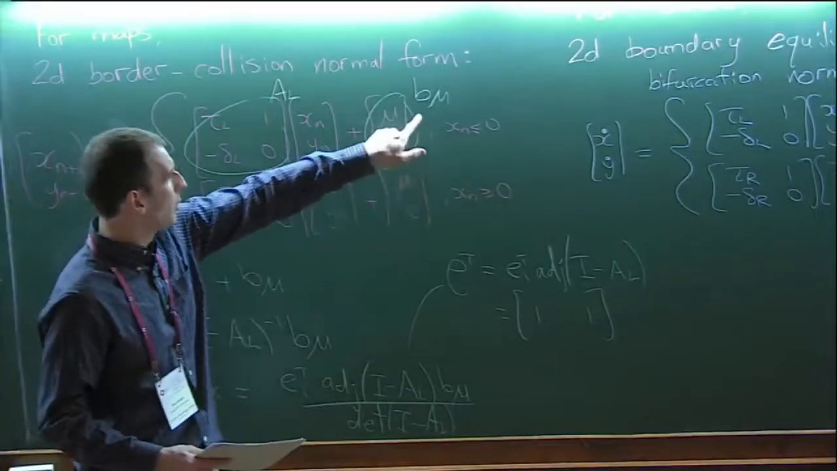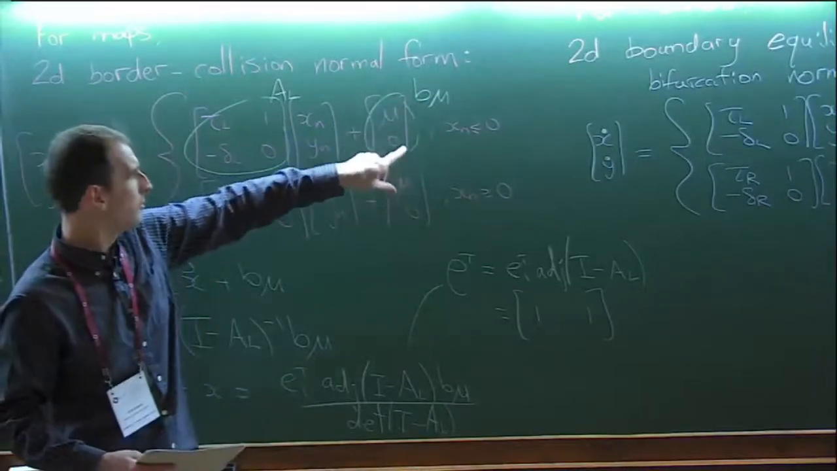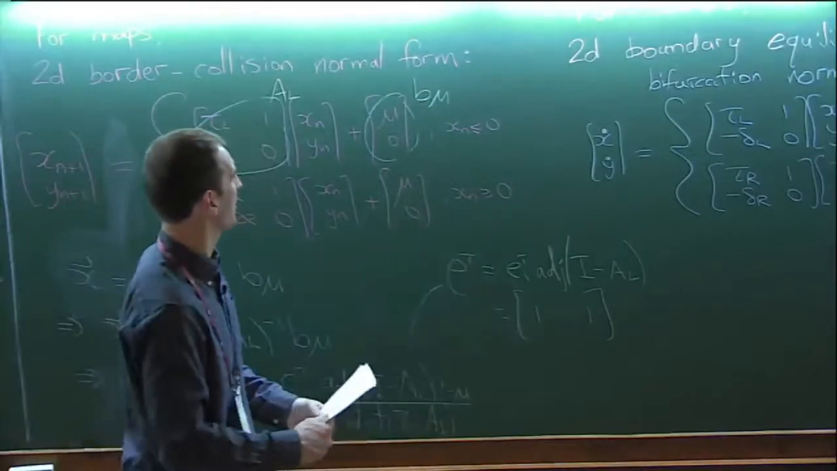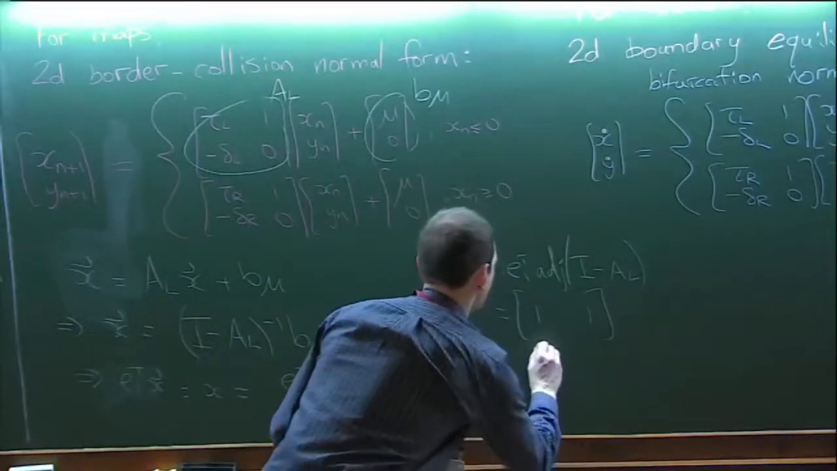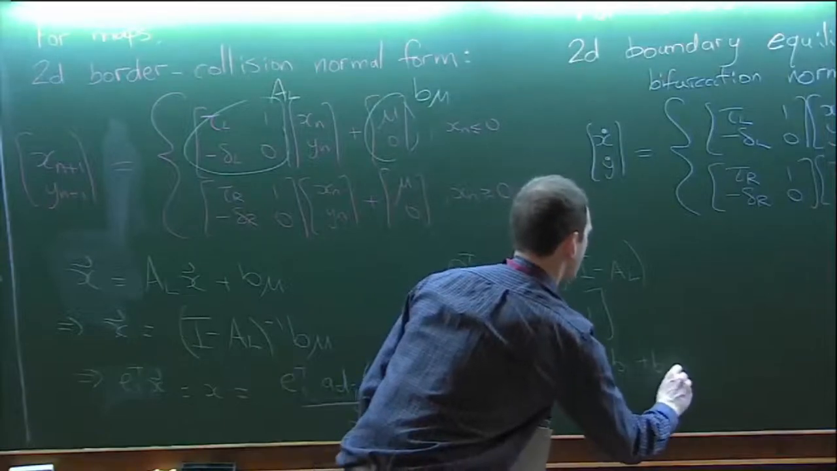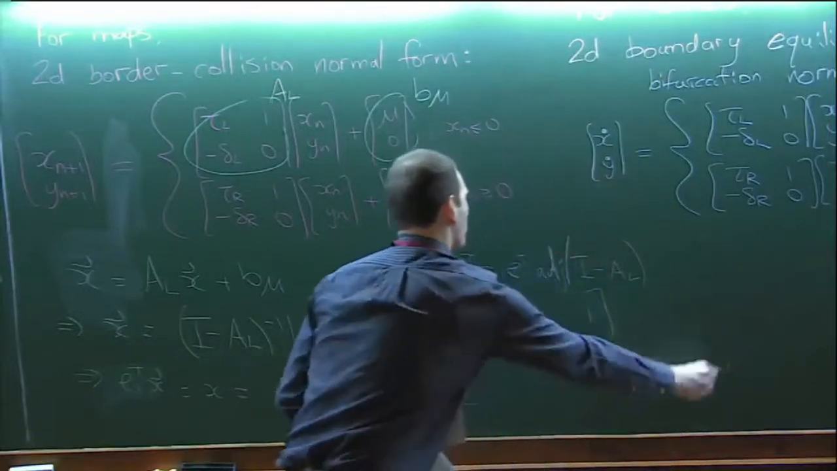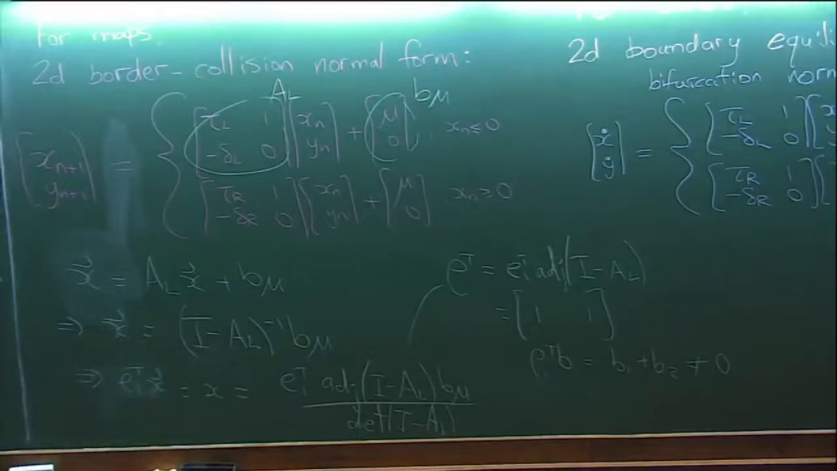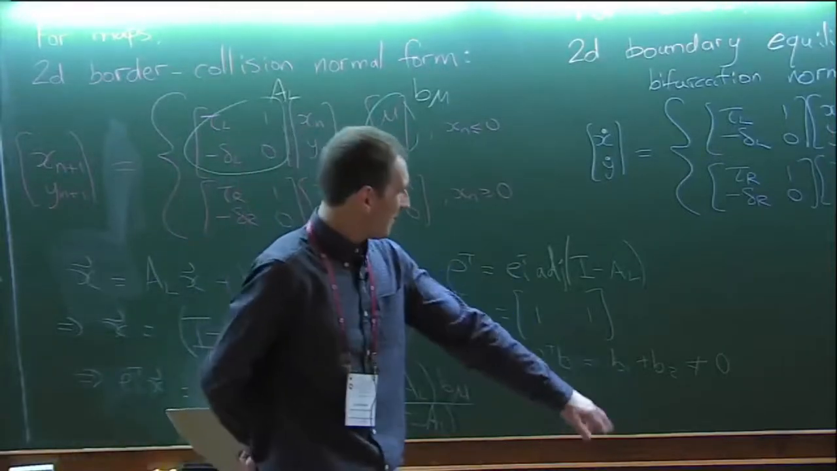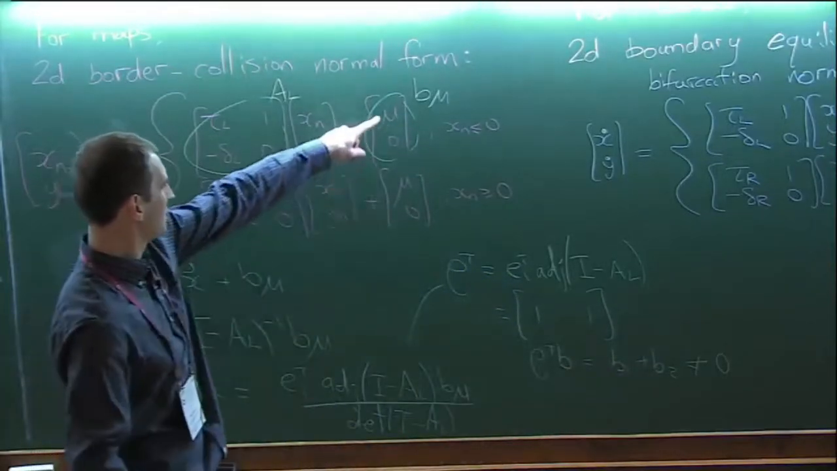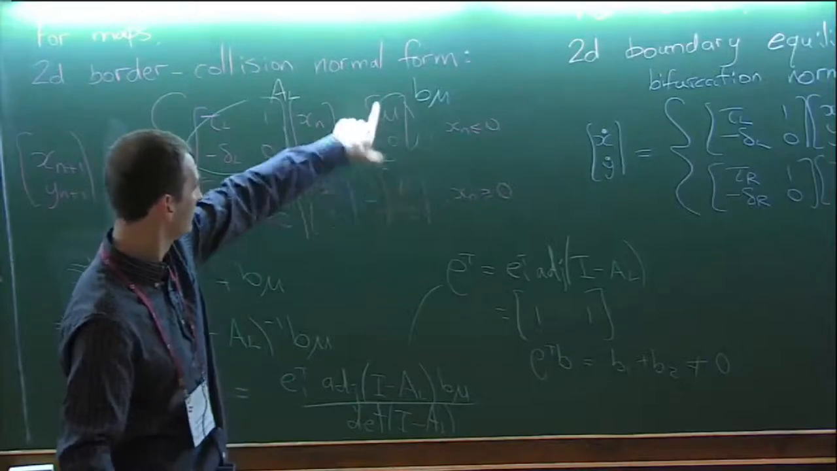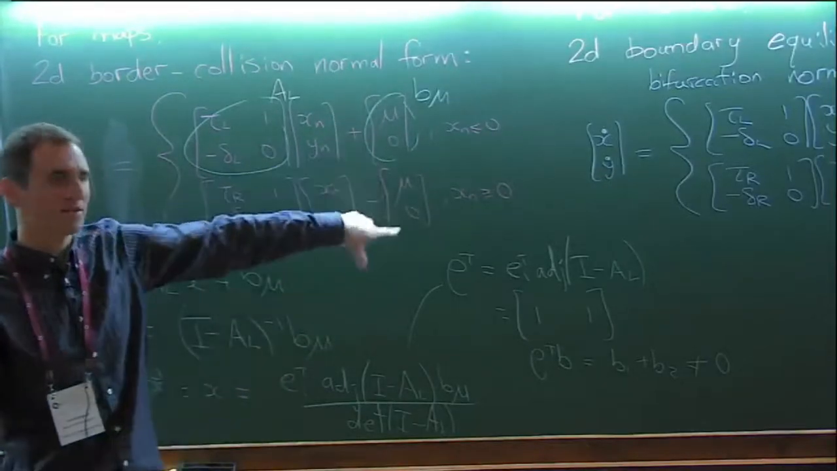But we need to choose the vector b in our normal form so that rho transpose b is not zero for this vector rho. Doing the dot product, we get b1 plus b2. So we need b1 plus b2 to be not zero. There are lots of simple vectors that satisfy that. Certainly this one works, where b1 is 1 and b2 is 0. That's possibly the simplest choice.